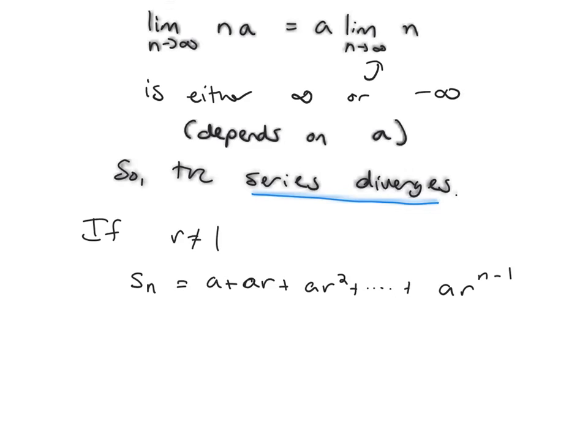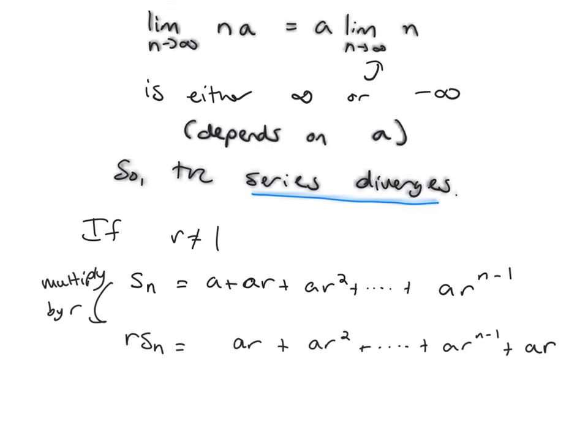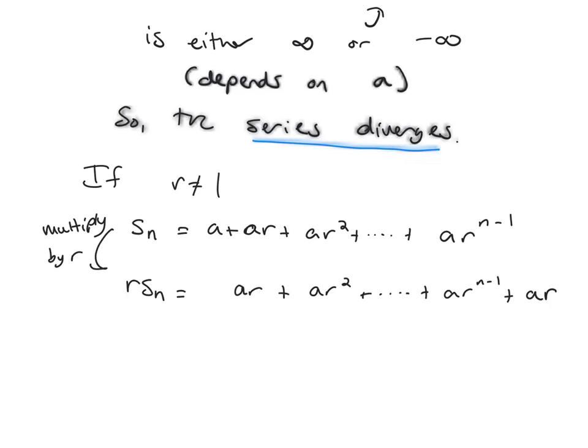So what I'm going to do is take this equation, there's this kind of trick I'm about to do. I'm going to multiply this whole equation by r. So r S sub n equals, and I'm going to multiply all the terms by r. Now I'm getting ar for the first term, ar squared for the second term, up to ar to the n minus 1, and the last term I'm getting a times r to the n. You multiply every single term in that equation by r.